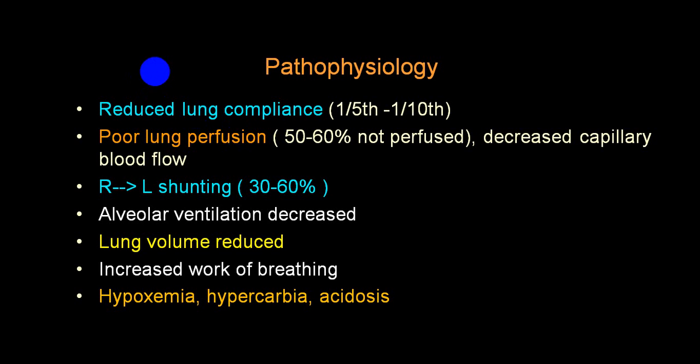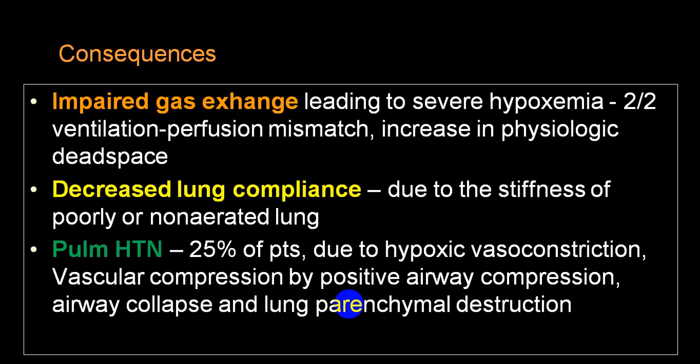And because of that, there is a poor lung perfusion. You will start getting right to left shunting, and that will produce again hypoxia. Lung volume is reduced, alveolar ventilation is reduced, increased work for breathing, and it will end up with hypoxia with hypercarbia. And because of hypercarbia, you will develop respiratory acidosis.